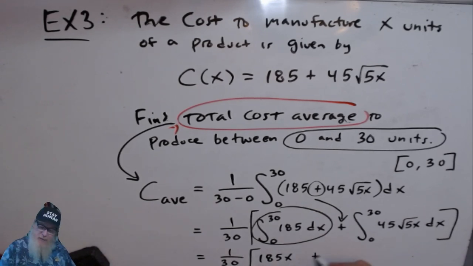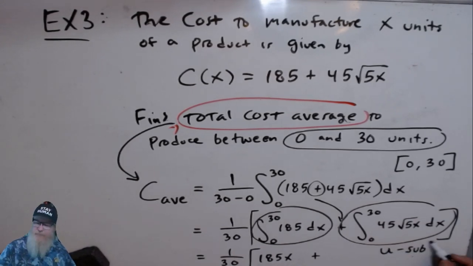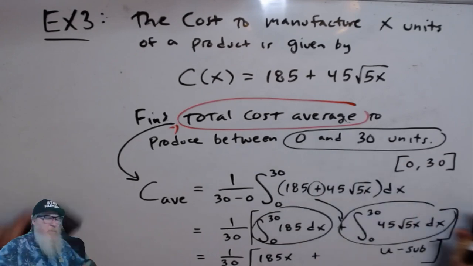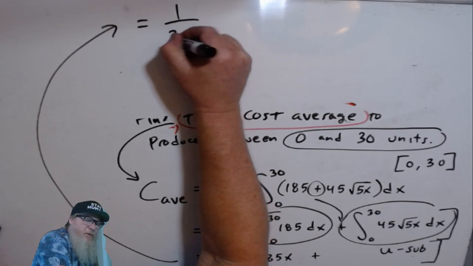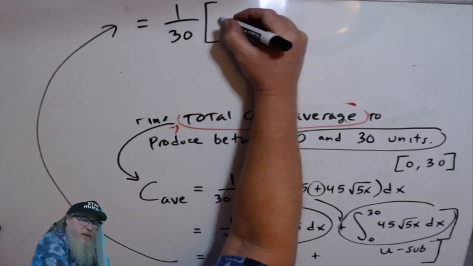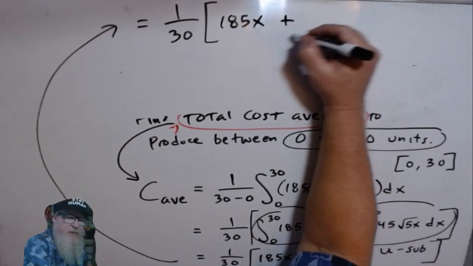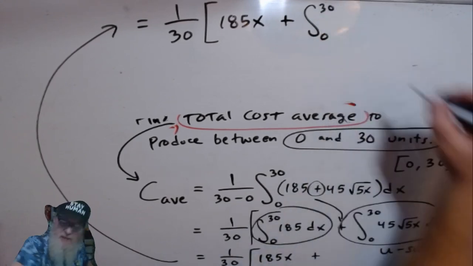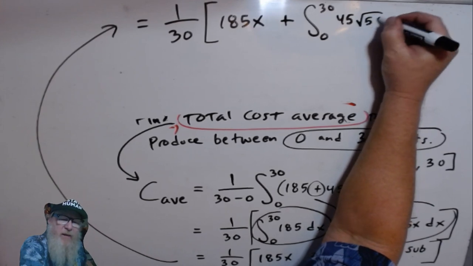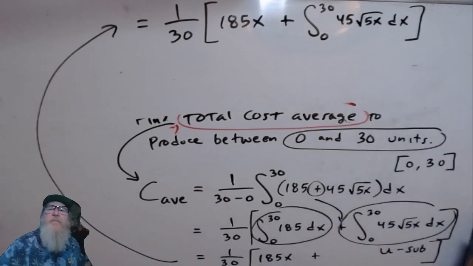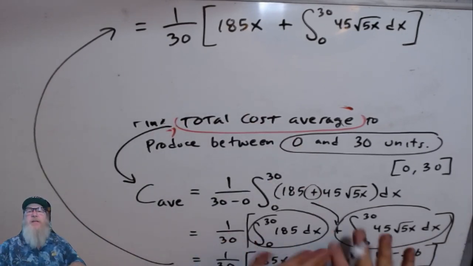All right. This one, on the other hand, I'm going to need a u sub. So we'll come up here and do that. So I've got 1 over 30 times 185x plus, I'm just going to copy the whole thing, 0 to 30, 45 square root of 5x dx. So I really don't want these mixing with each other. So that's why I separated them out.